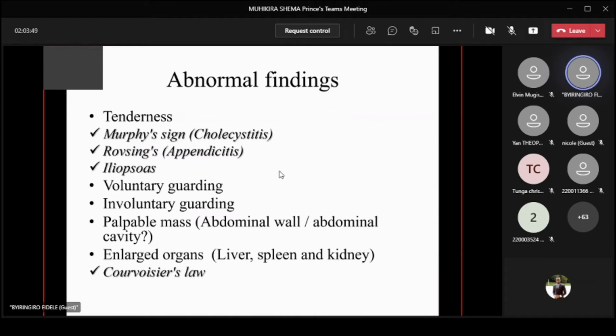So you have also to look for voluntary guarding, involuntary guarding, any palpable mass, any enlarged organ, and Courvoisier's law.